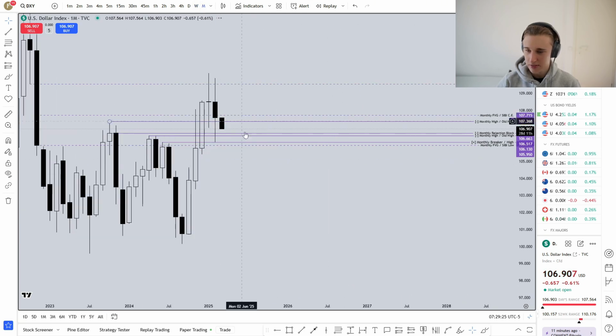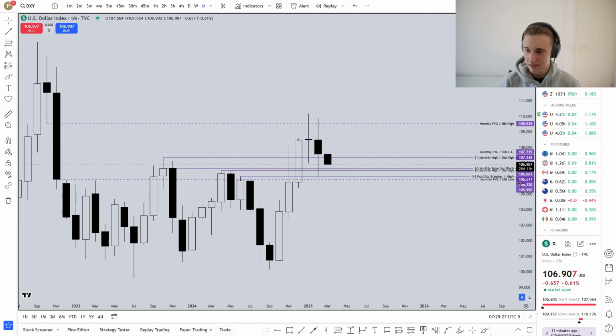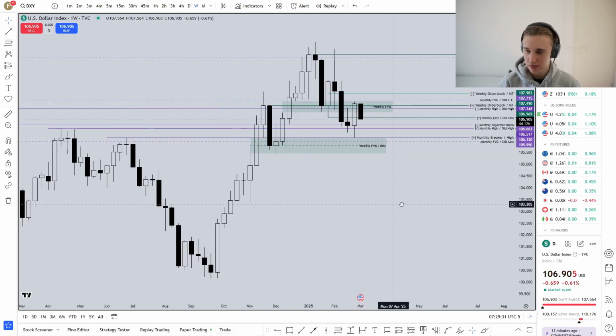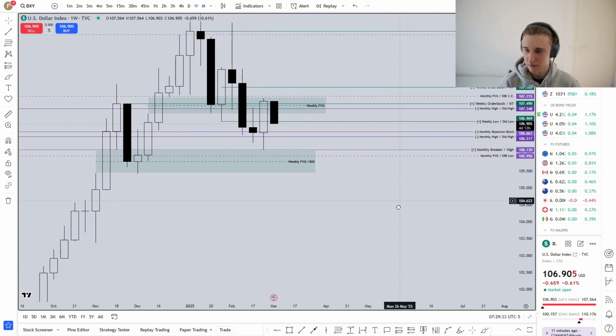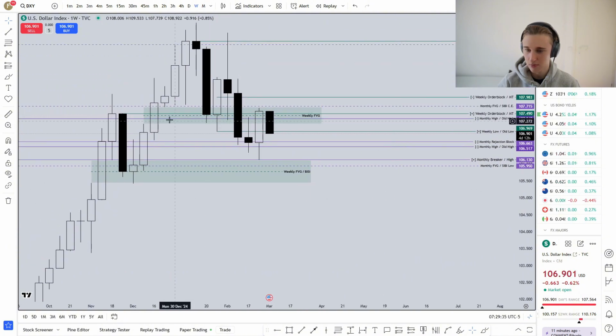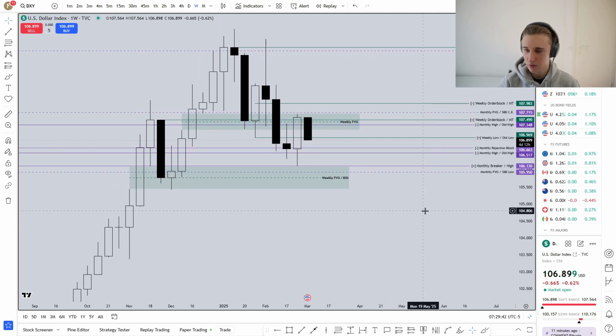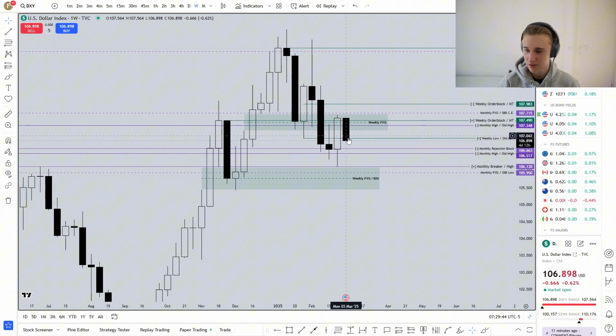And what can we see? We have our monthly PD arrays outlined. I won't go over every PD array. On the weekly time frame, you can see we're selling off from this bearish order block coupled with the mean threshold of this weekly inversion fair value gap. And we could see DXY run back below previous week's low, but we will get into the why later.